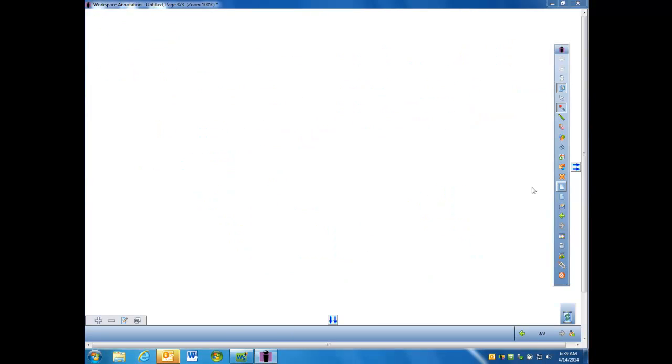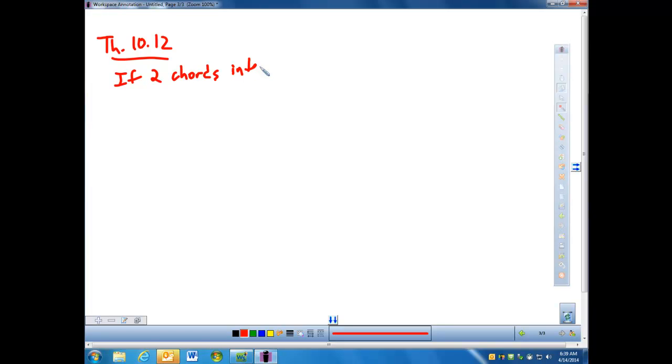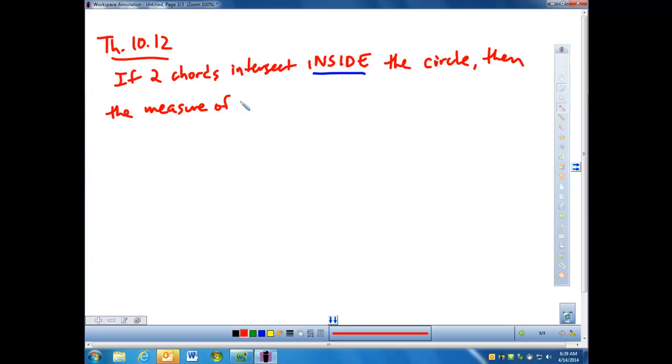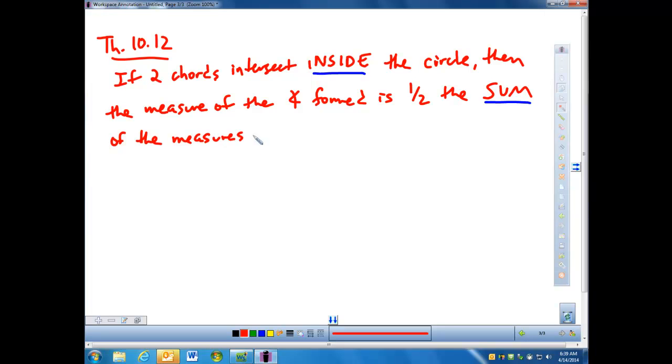Second theorem today, Theorem 10.12. This says, if two chords intersect inside the circle. So that is your key phrase, key word for this theorem. Inside the circle. Then the measure of the angle formed is 1/2 the sum. So remember what that would be. Sum is just a fancy math word for an addition problem. Okay, so it's 1/2 the sum of the measures of the intercepted arc and its vertical angle's intercepted arc.